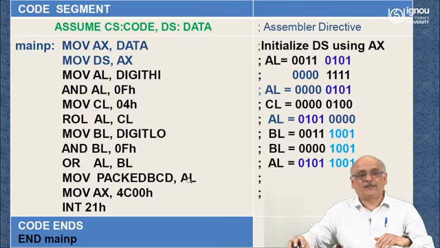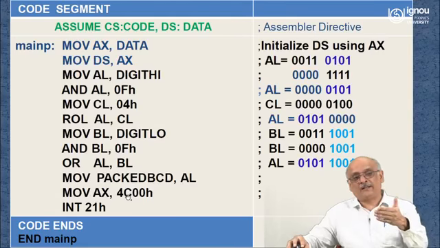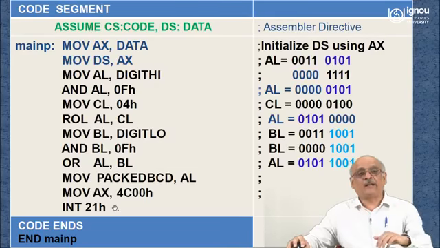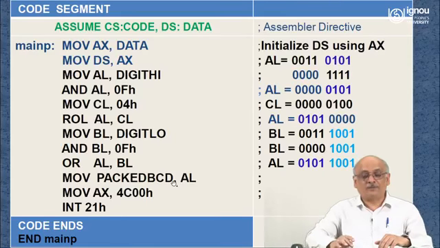So, I move it to the AL register, and this is the typical termination condition which is essential using 21H. Last time also we discussed it. This is called function 4C00H, which terminates. This is a DOS function call, or interrupt 21H, which will return control to the operating system with the statement that everything is fine. The program has executed correctly. All right. So, this is how this particular program is going to work.